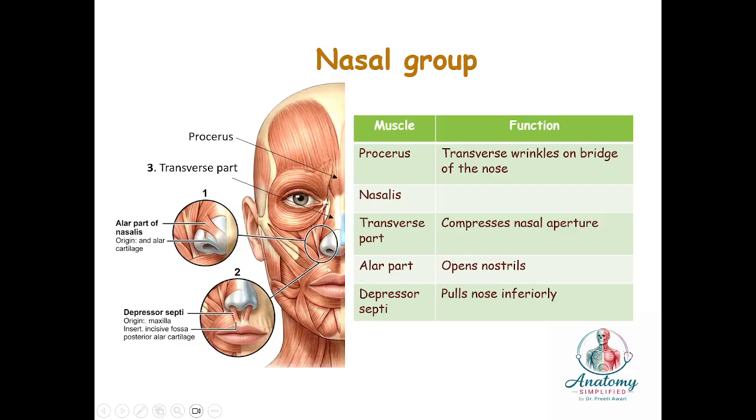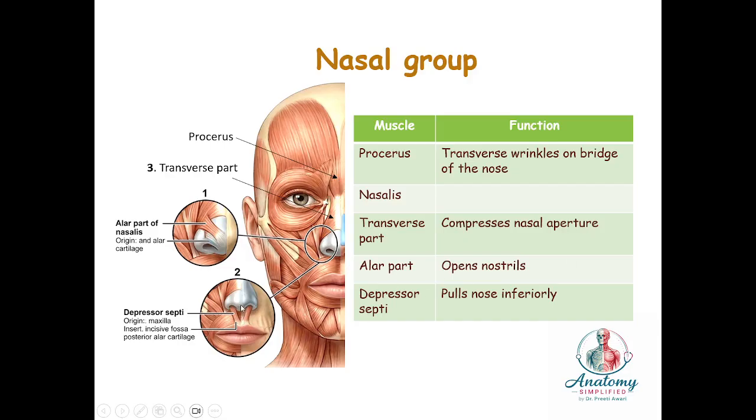We have alar part attached to the ala of the nose. So laterally going down, this is alar part. When it will contract, it will open the nostrils. So when we are breathless, that time we can see the nostrils are opening widely. That's because of the alar part.